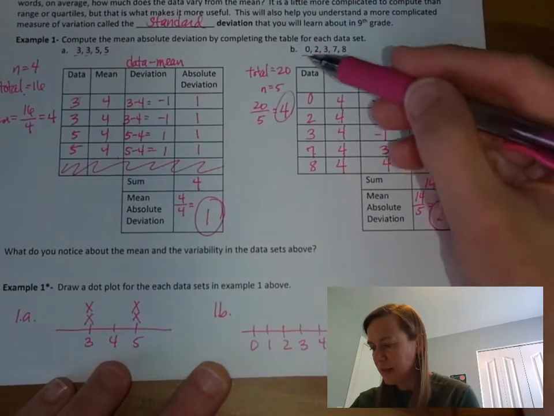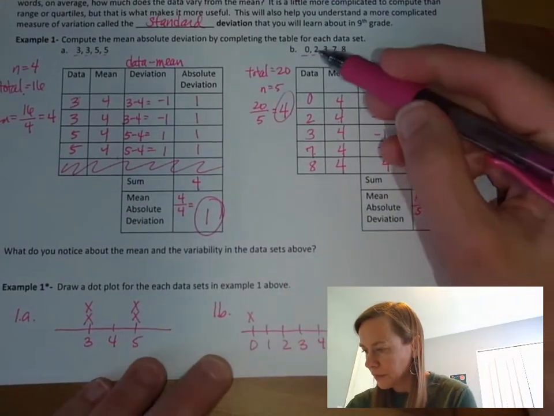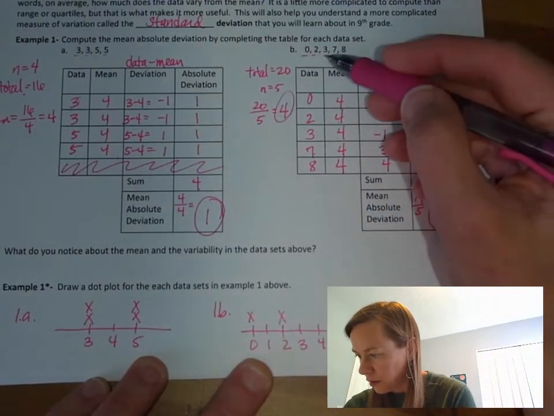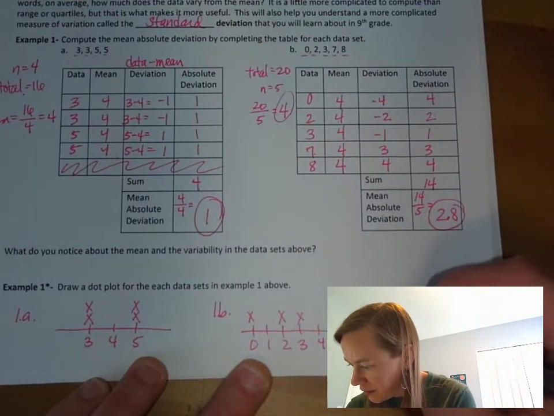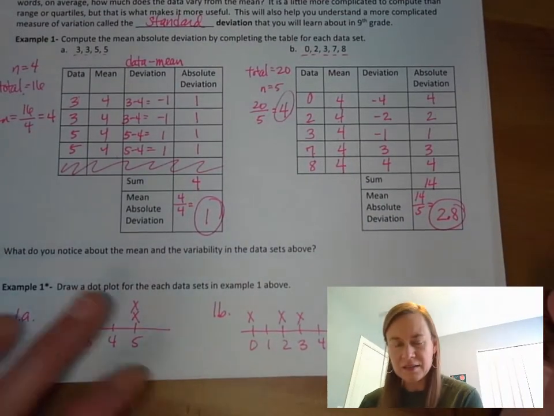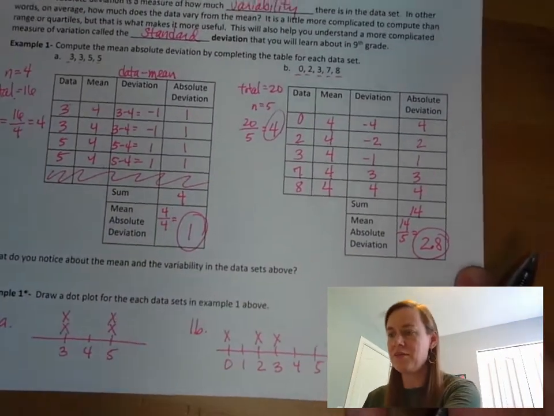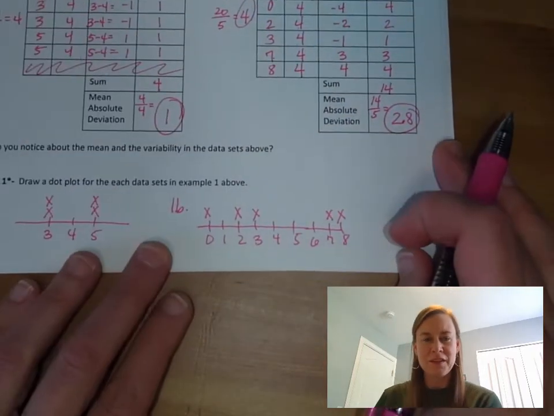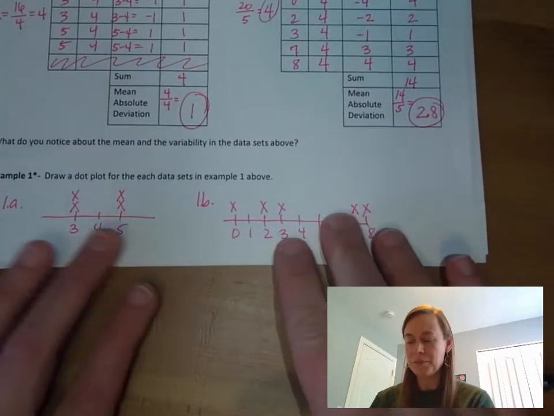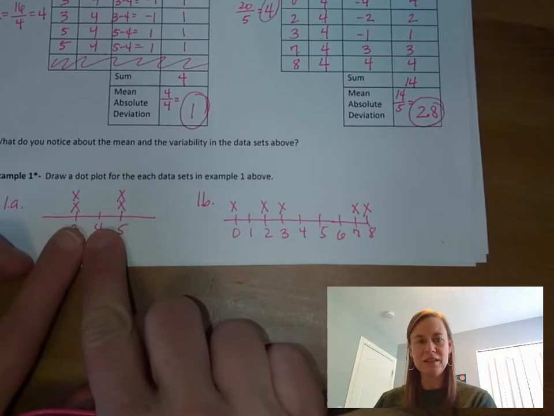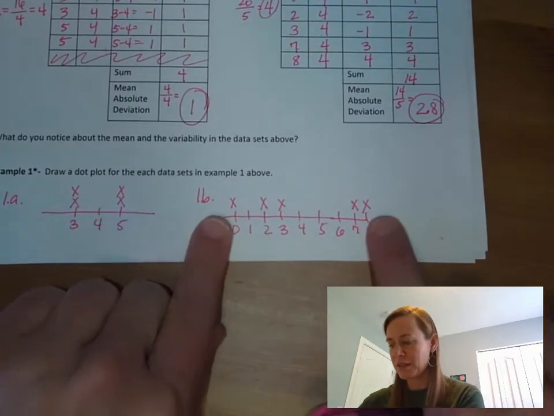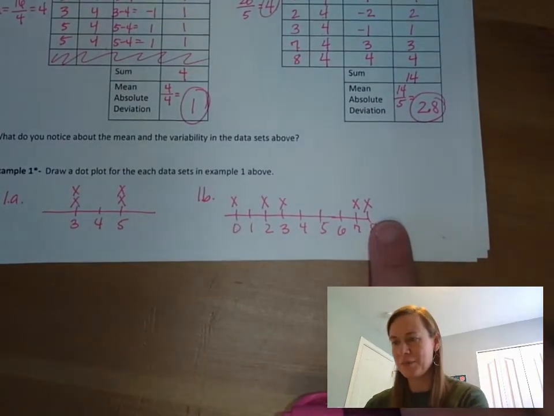Okay, looks like we've got 1, 0, 1, 2, a 3, a 7, and an 8. Oh, and you can't see that, can you? Let me put it like that. Okay, so just looking at the dot plots, you can really see that the data is more tightly clustered here and way more spread out here. So that is the point of that.